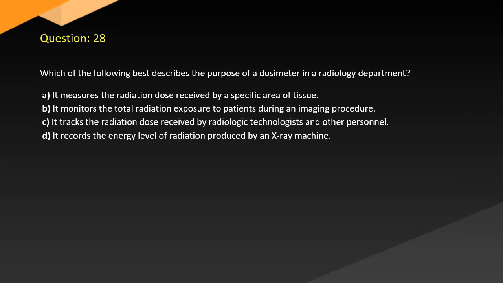Question 28. Which of the following best describes the purpose of a dosimeter in a radiology department? A. It measures the radiation dose received by a specific area of tissue. B. It monitors the total radiation exposure to patients during an imaging procedure. C. It tracks the radiation dose received by radiologic technologists and other personnel. D. It records the energy level of radiation produced by an X-ray machine.